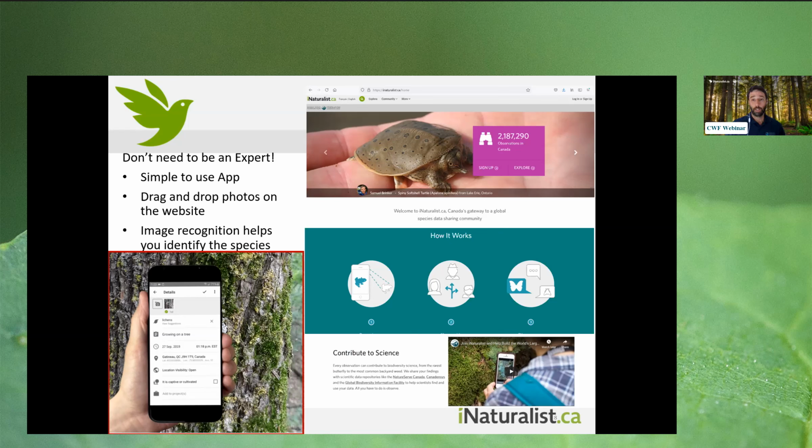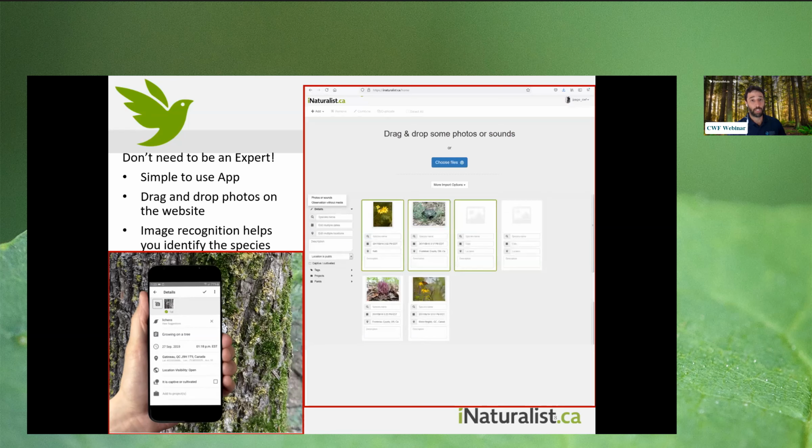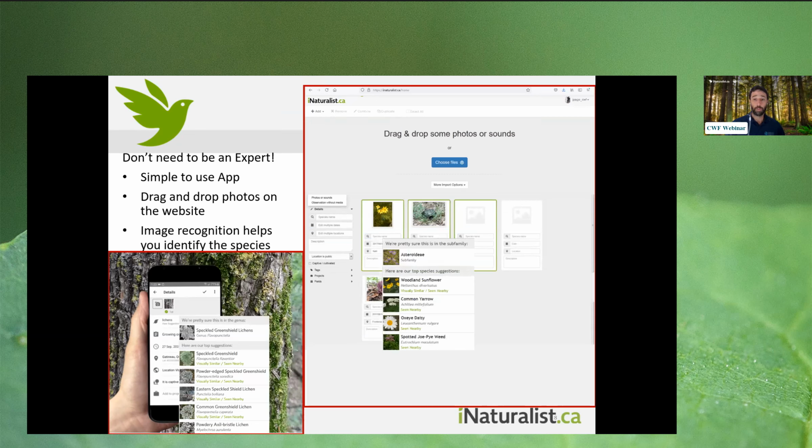For those that are more interested in websites, there's iNaturalist.ca, which allows the same thing. You can drag and drop photos or sounds. The app also allows for sound recording. And it again pulls the date from the photo properties. And from there, both the app and website have image recognition software that will help you identify the species by providing suggestions of what the species is. And it's quite good. It does provide some pretty reliable suggestions.